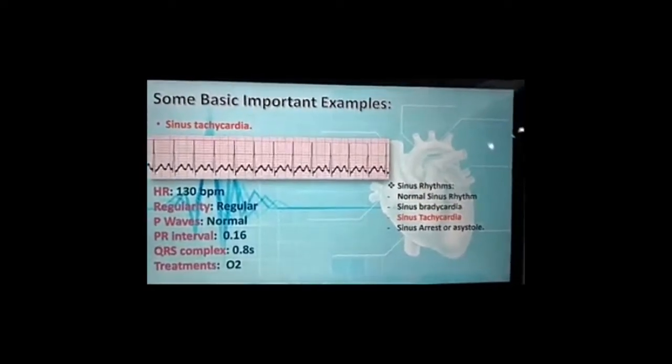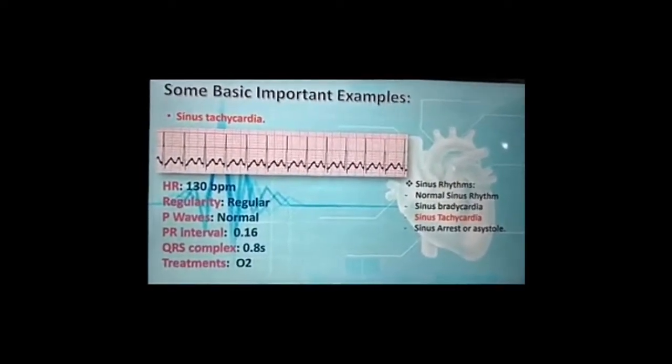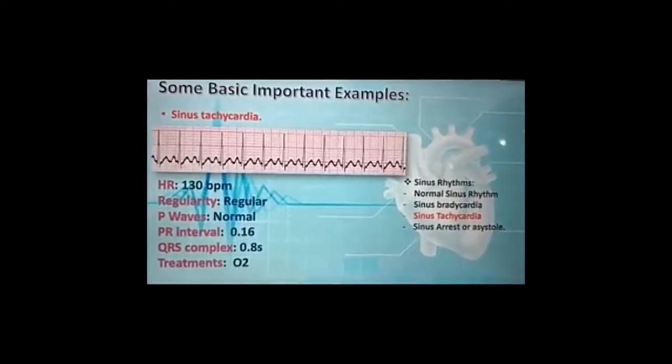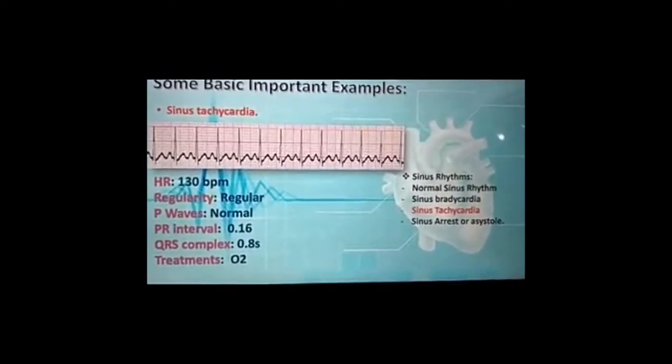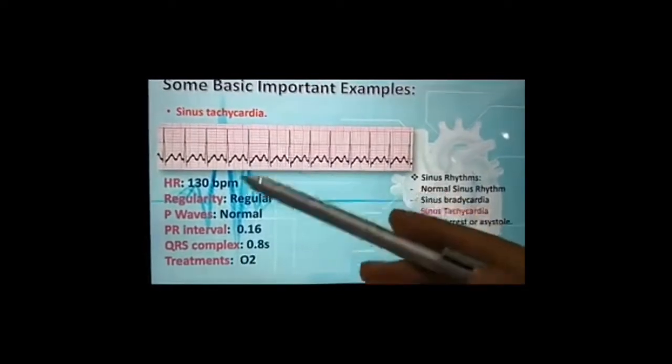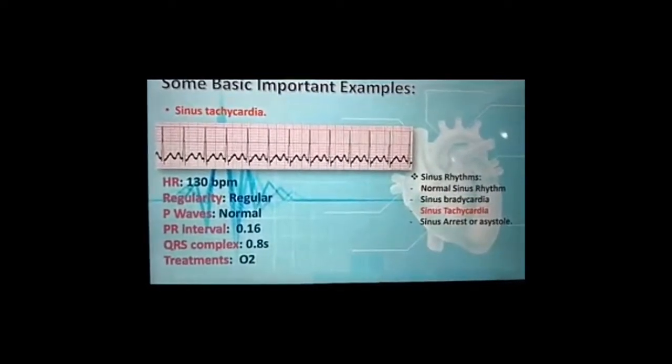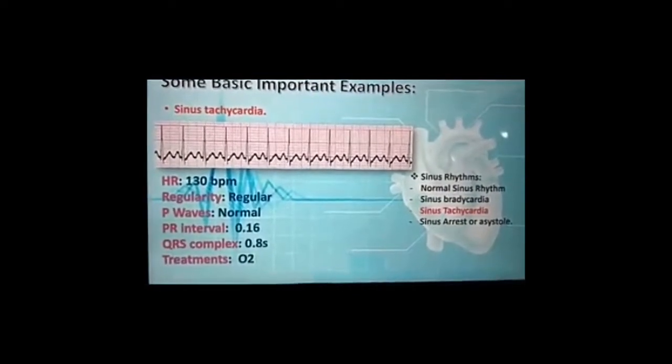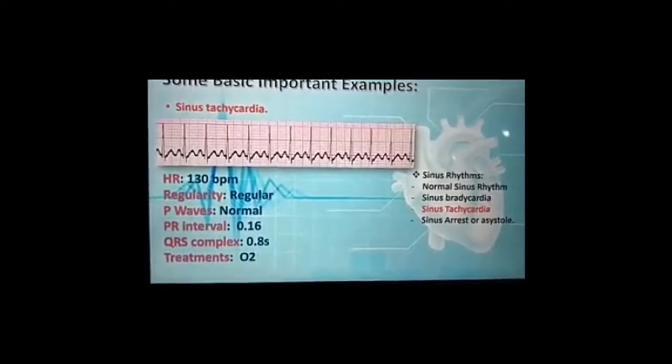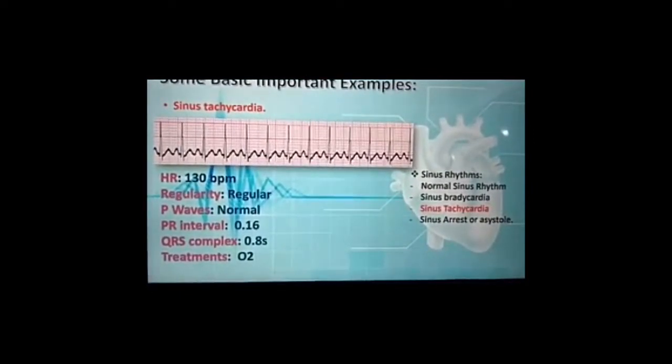Okay, this is a sinus tachycardia. The space between RR is too small, so the heart rate is more than the normal range. In this example, it is 130. The treatment is oxygen.